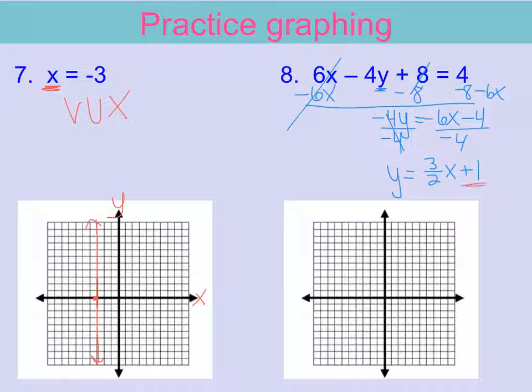So our first point goes at our y-intercept at 1, and then we've got a +3/2, so we're going to go up and forward, up 3, forward 2, or you can go down 3 and backwards 2. And then get enough points to connect, make your line, and you're done.